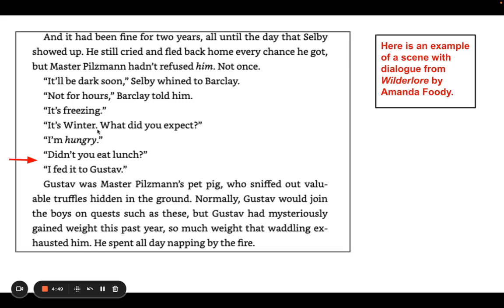So we've got our dialogue tag, and we also know how he's speaking. In this quick back and forth, there are no dialogue tags, but she sets you up by who's talking first. Selby's whining. Barkley's annoyed and just telling him. And then you have to really keep track of the back and forth, which can sometimes be confusing. Again, each time a new character speaks, we're indenting. And just notice how the punctuation is on the inside of the quotation marks here.